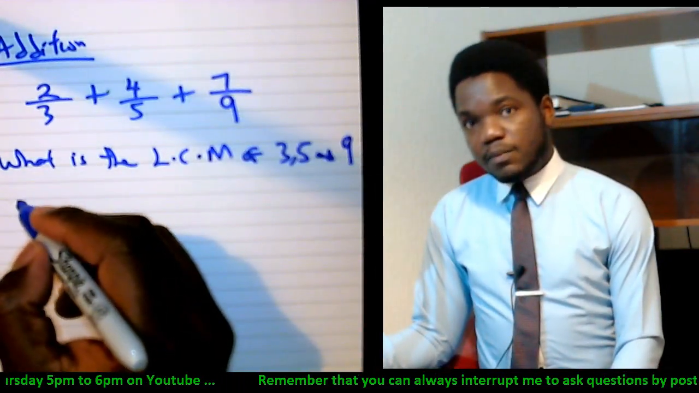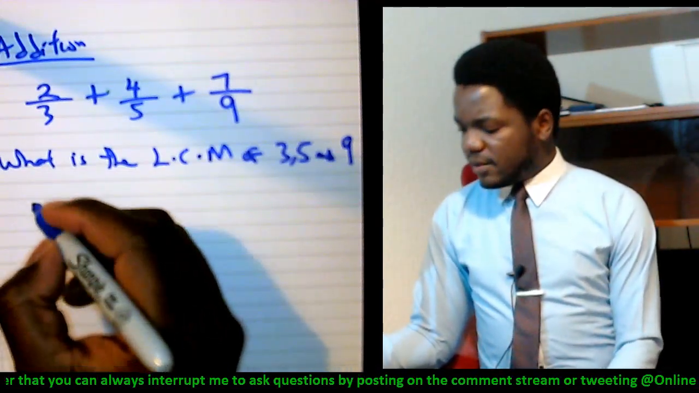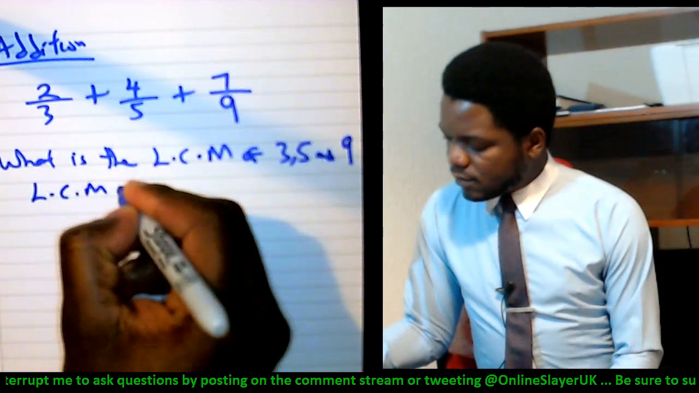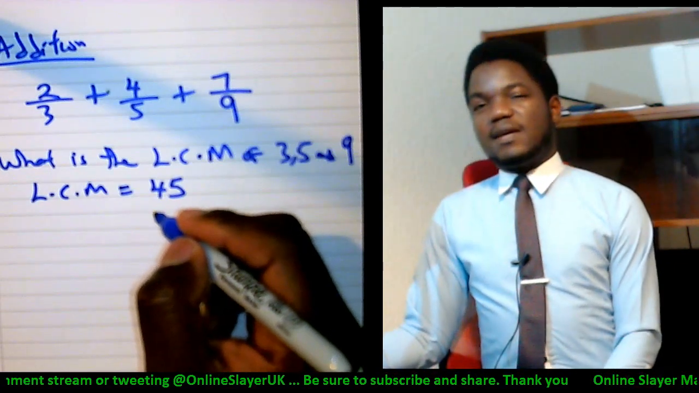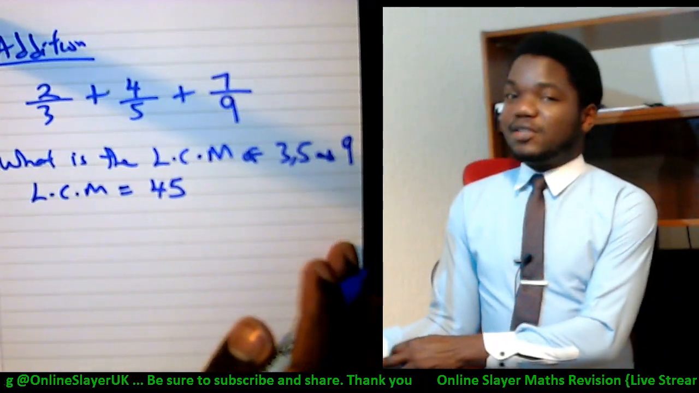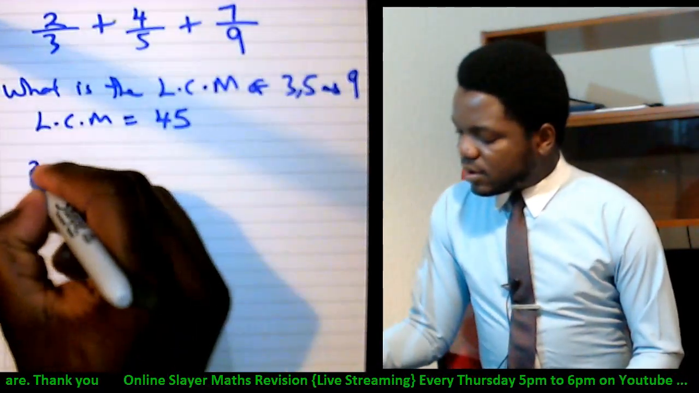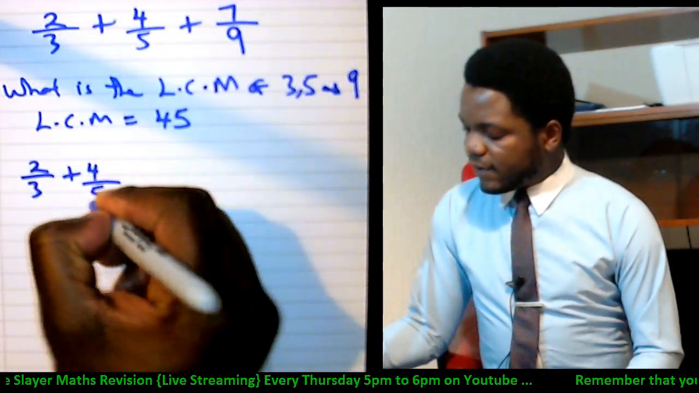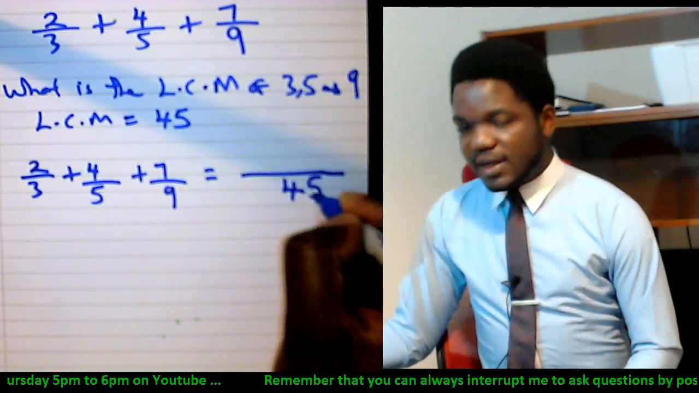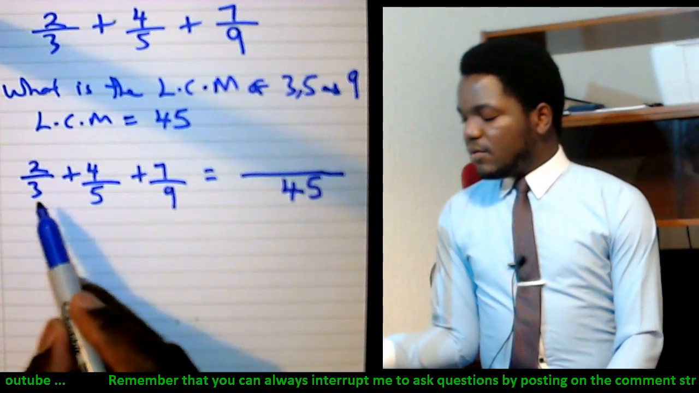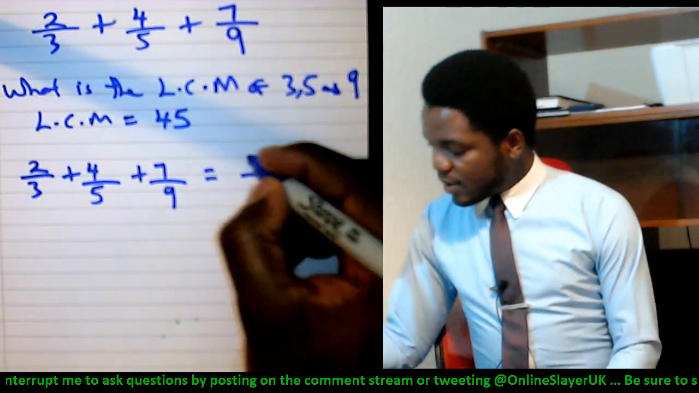And if you do that properly, you will see that the answer is 45, okay? Now, I will not bother explaining how I got 45 because I've given a long explanation of that already. So therefore, the LCM is 45, and that means 2 over 3 plus 4 over 5 plus 7 over 9 is equal to the LCM of 45 divides everything. Now, how many 3s do you have in 45? 15. 15 times 2, okay?